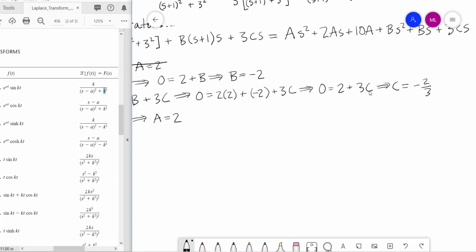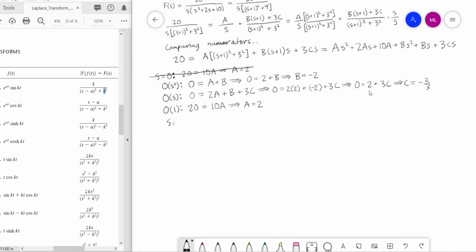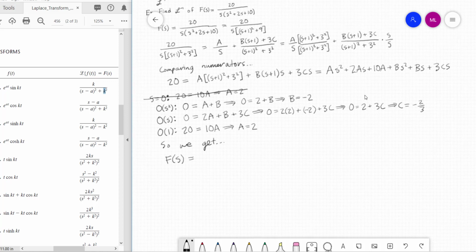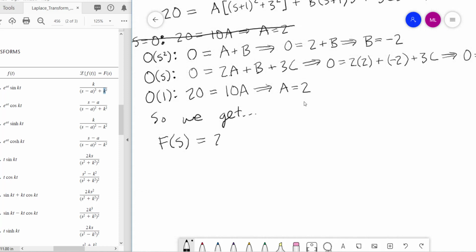So negative 2/3 for the value of c. And when that's all said and done, we get that our F of s, the thing that we're trying to inverse transform, now takes this form right here with this value of a, b, and c. So the first term is just a over s, but a was 2. So I'm going to just write that as 2 times 1 over s.